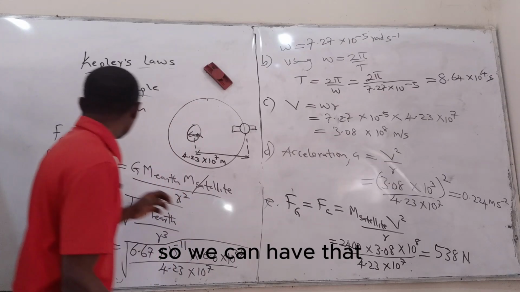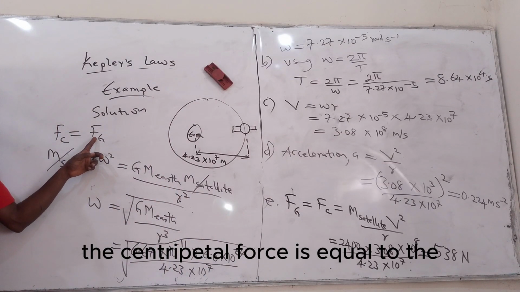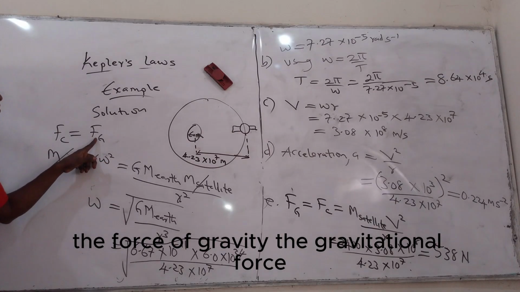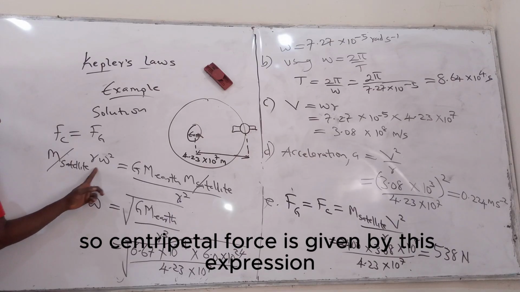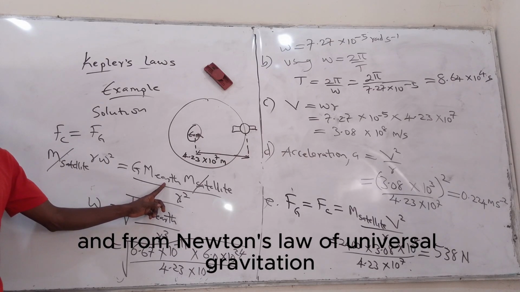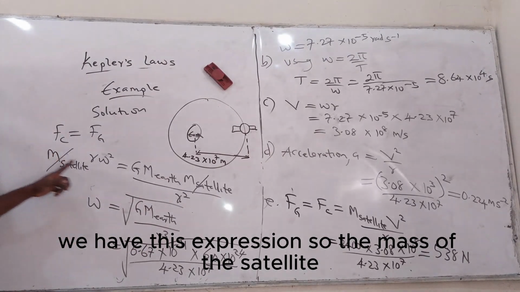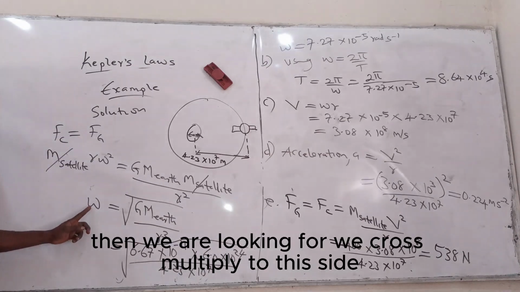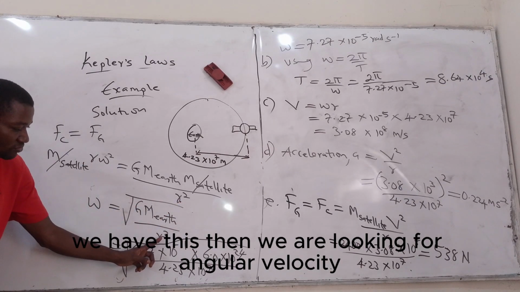So we can have that the centripetal force is equal to the force of gravity, the gravitational force. So centripetal force is given by this expression, and from Newton's law of universal gravitation, we have this expression. So the mass of the satellite, we cancel that out since it's common on both sides. Then we cross multiply. To this side, we have this.